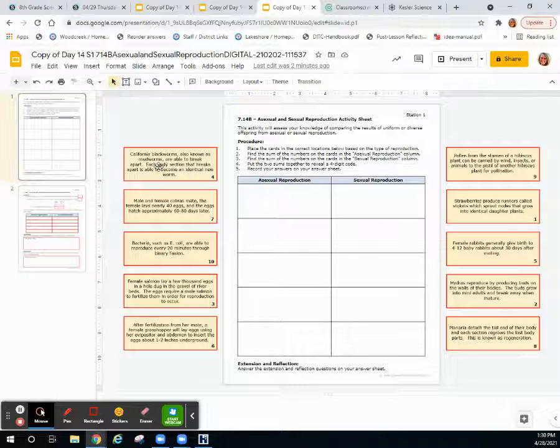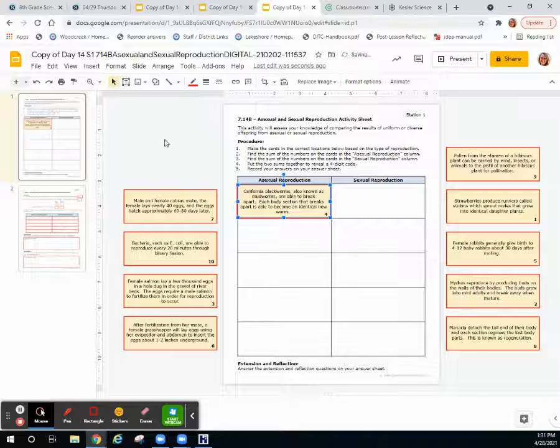So this one says California blackworms, also known as mudworms, are able to break apart. Then each body section that breaks apart is able to become an identical new worm. So your key word here is identical. When it says identical, it's saying that the genetic makeup is the same. And since there were not two different sets of cells with genetic material coming together, it was one set of genetic material being split. This is an example of asexual reproduction.